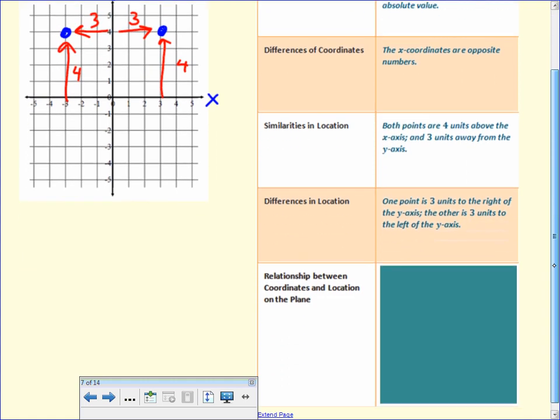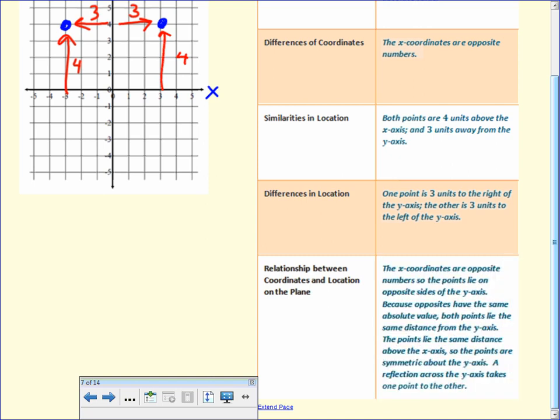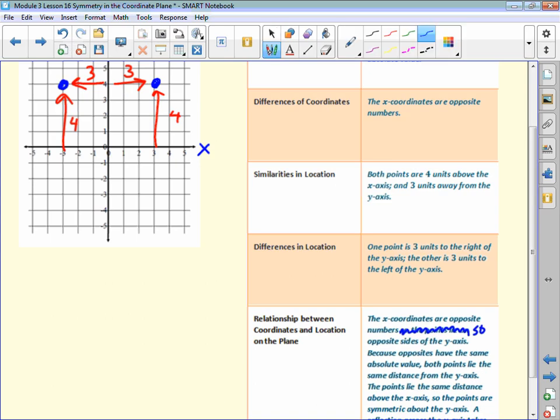Now the last one is a longer answer. We're going to condense it a little bit. And this is the only one we're going to fully write out the answer for. The relationship between the coordinates and the location on the plane. So the x coordinates are opposite numbers, so they're on opposite sides of the y-axis. And that's what Petros pointed out in the beginning of class. If the x's are opposite, it's a reflection over the, which one? The y.